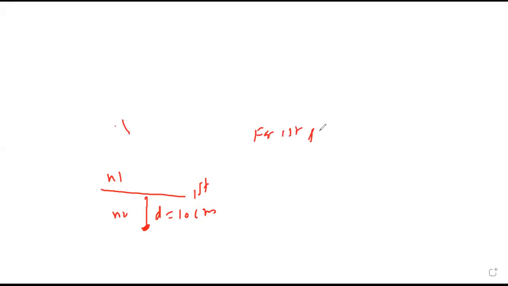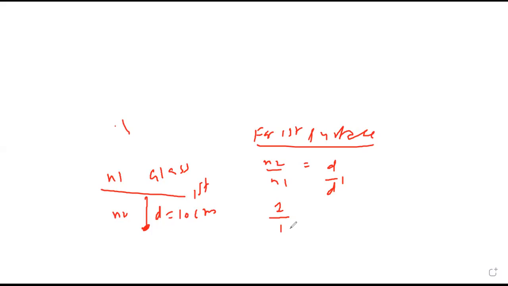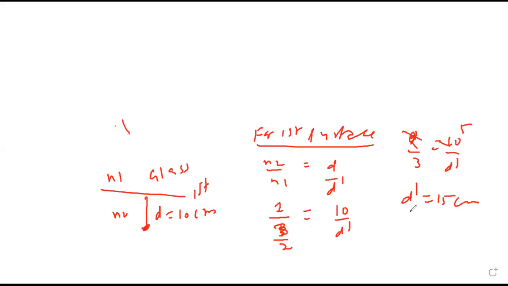So for first surface, we can say N2 upon N1 is D upon D dash. N2 is air, that is 1. Then this is going to the glass, which is glass का refractive index 1.5. So can I say 3 by 2? D is 10 upon D dash. So 2 by 3 equals to 10 upon D dash. D dash equals to 15 centimeter. Now this D dash will behave as object for second surface.